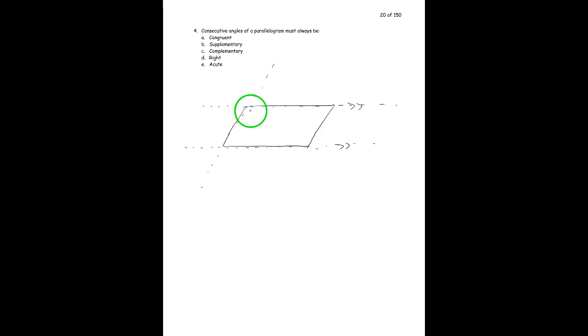And when parallel lines are cut by a transversal, the same side interior angles are not congruent, but they will add up to 180 degrees. There's lots of ways to see that, but hopefully that's a theorem that you remember from semester 1, and so the answer is B, supplementary. And you could use the same argument on any one of these pairs of angles.